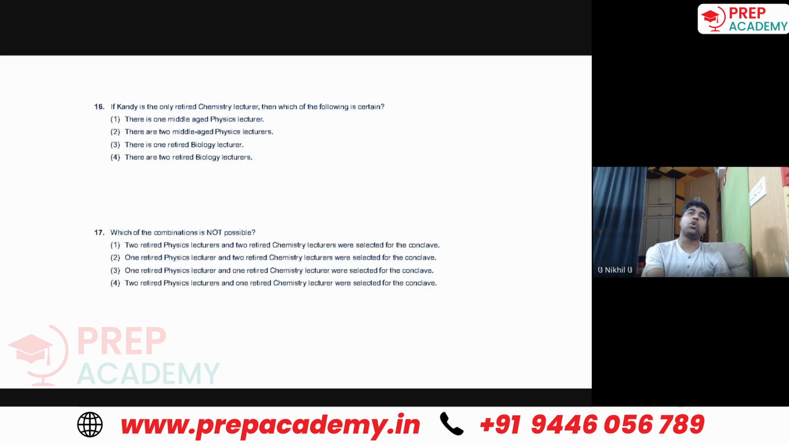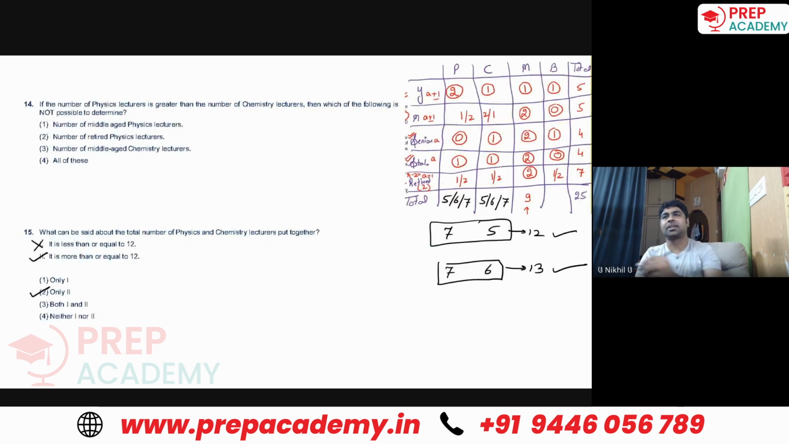Next, if Candy is the only retired chemistry lecturer, then which of the following is certain? It doesn't matter who Candy is. Candy is the only retired chemistry lecturer. That means this value is 1. Automatically, this value would be 2, and the other one would also be 2. So 2, 3, 4, and 6. 6 is already there, and we already discussed this cannot be 6 and this cannot be 1, 2, 3.